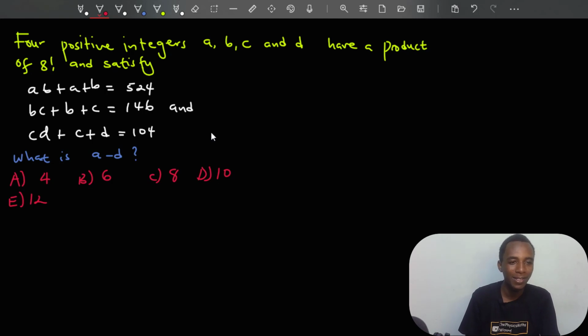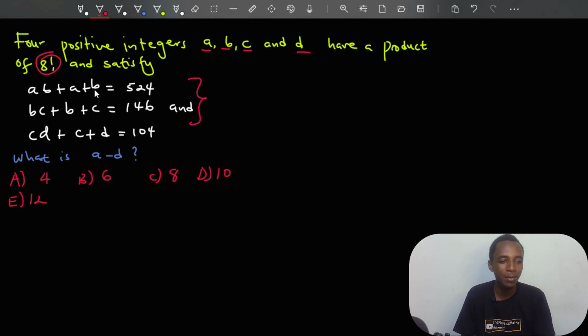So let's get started. Four positive integers a, b, c, and d have a product of 8 factorial. These four integers also satisfy these three equations: ab plus a plus b equals 524, bc plus b plus c equals 146, and cd plus c plus d equals 104. We want to find the difference between a and d. So what is a minus d?